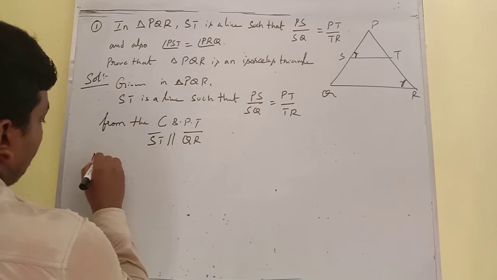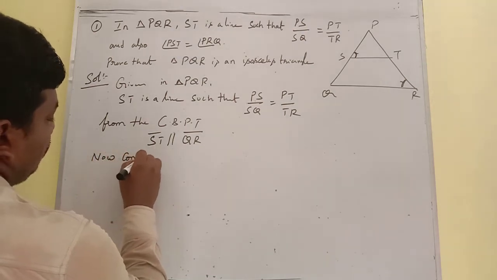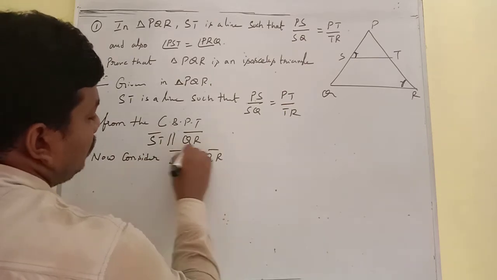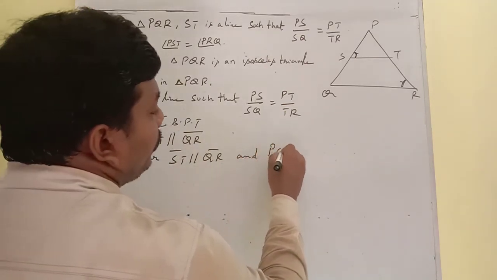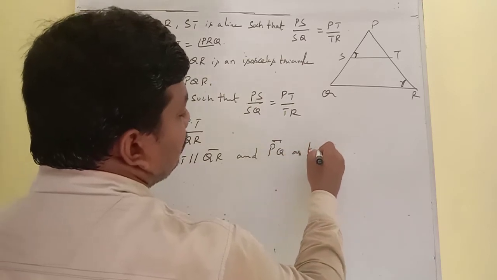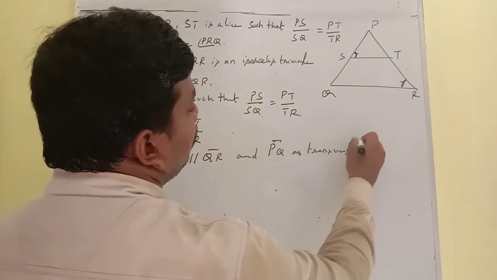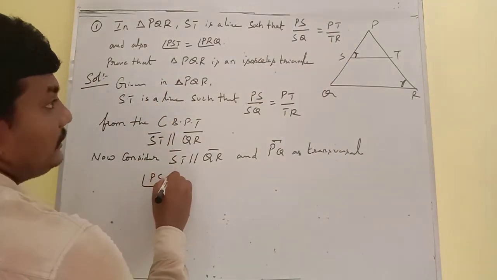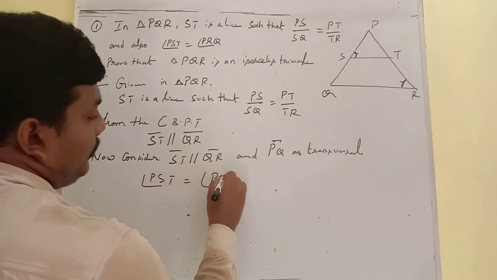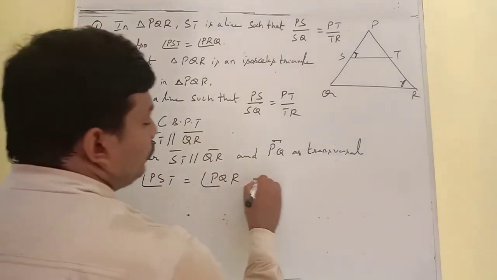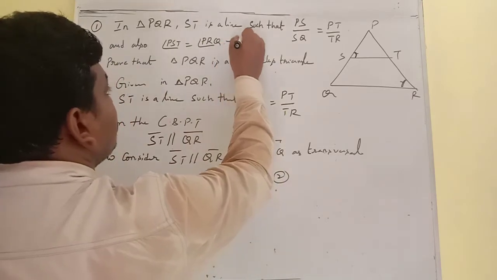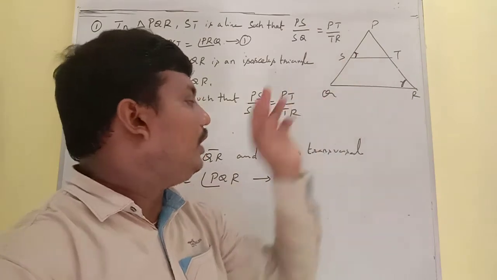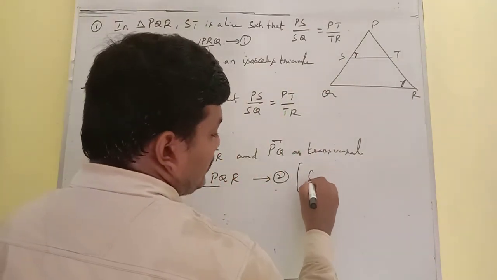Now consider ST parallel to QR and PQ as transversal. When PQ is a transversal, then angle PST is equal to angle PQR. Make this as the second equation and the earlier one as the first equation. PST is equal to PQR because they are corresponding angles.